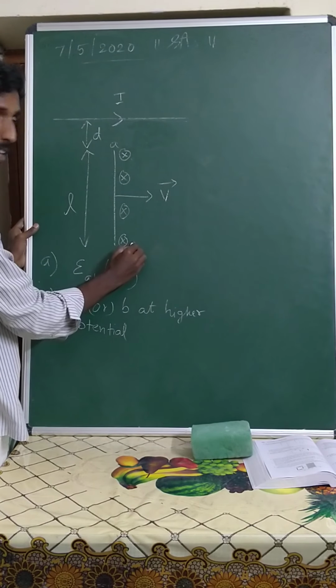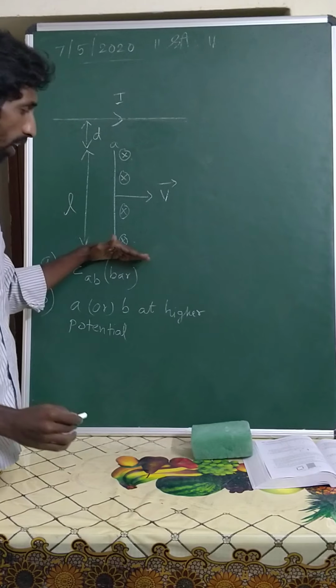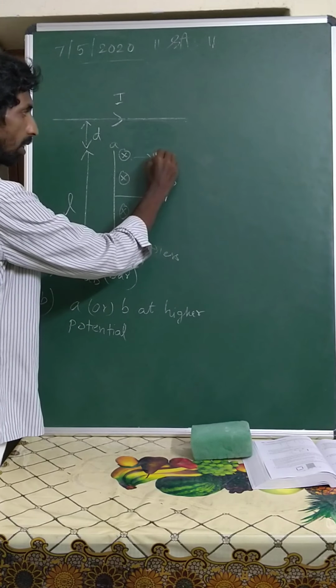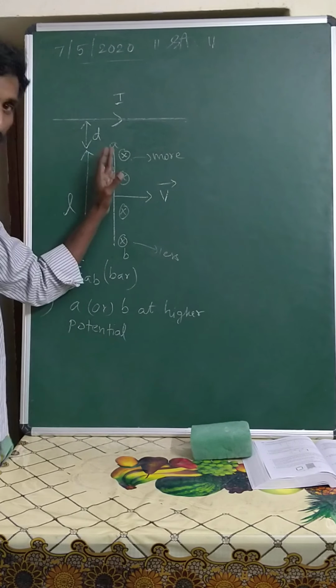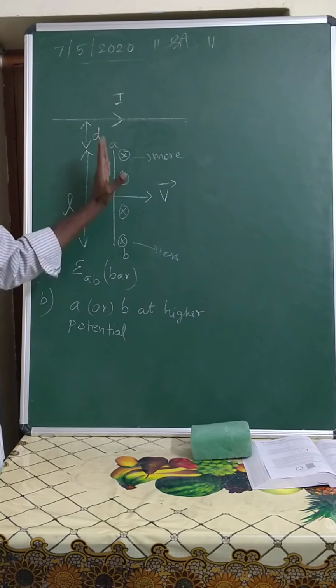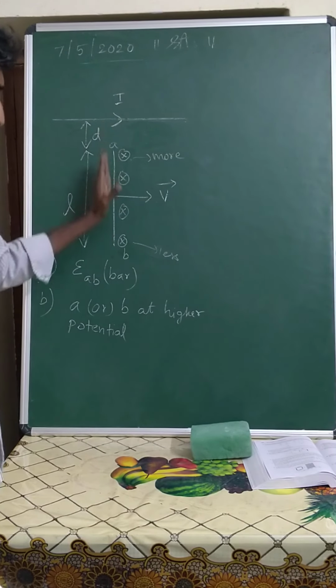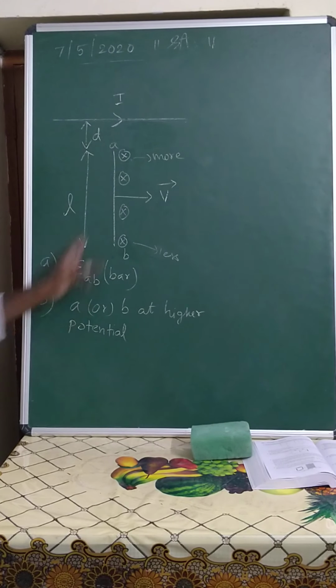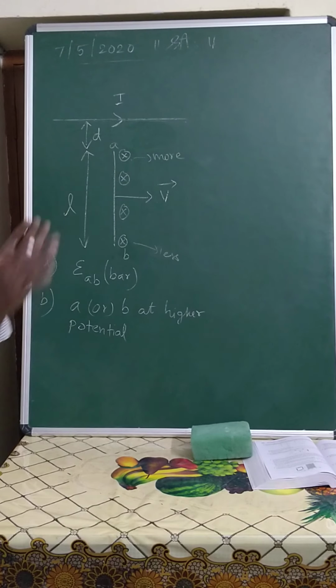So at point B, which is a very large distance away from the current carrying wire, the field intensity will be less. Here the field intensity will be more. Please consider this is not a loop. This is a current carrying wire or conductor, a conductor moving with a velocity v. They are asking you to find the EMF induced across AB. This is not a closed loop.